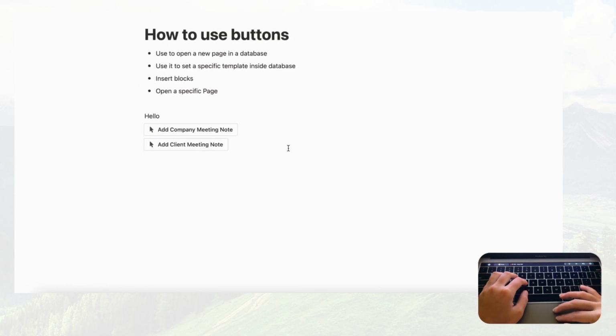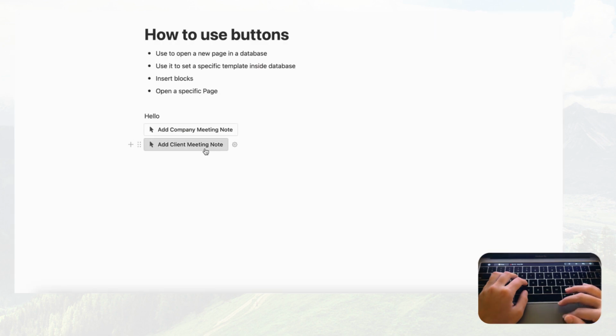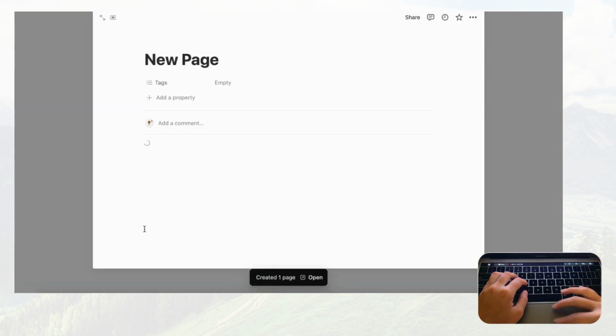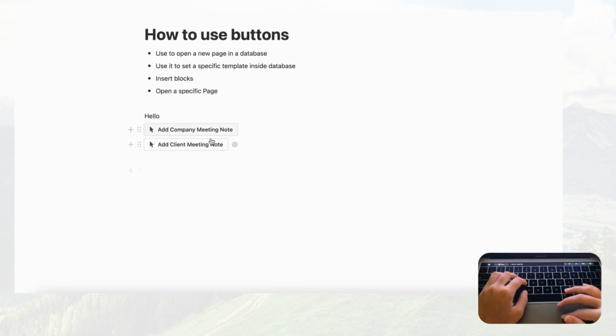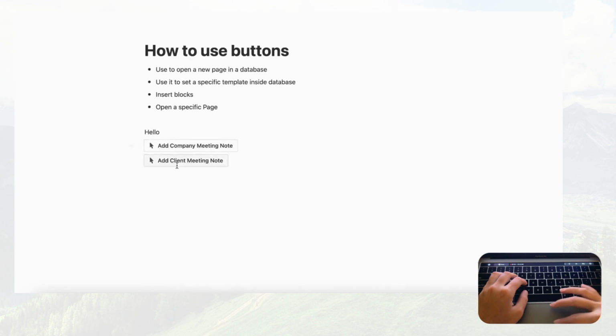So let's say you're about to go to a company meeting, so you click this button to start your notes. And now you have a dedicated template that you can already start writing in. And then let's say you're going to meet a client and you need to add a client meeting. Well, you can just click here, and then you're going to have a dedicated template for how you're going to ask questions for the client, for example. So these are ways that you can use this new feature where you can add these templates to the meeting note database and then have them connected to these buttons. So that's one way to use buttons that we highly recommend.